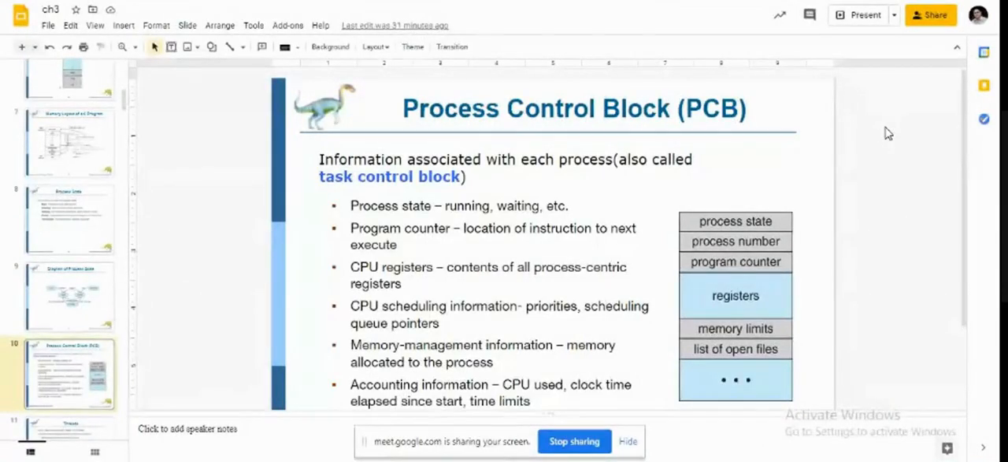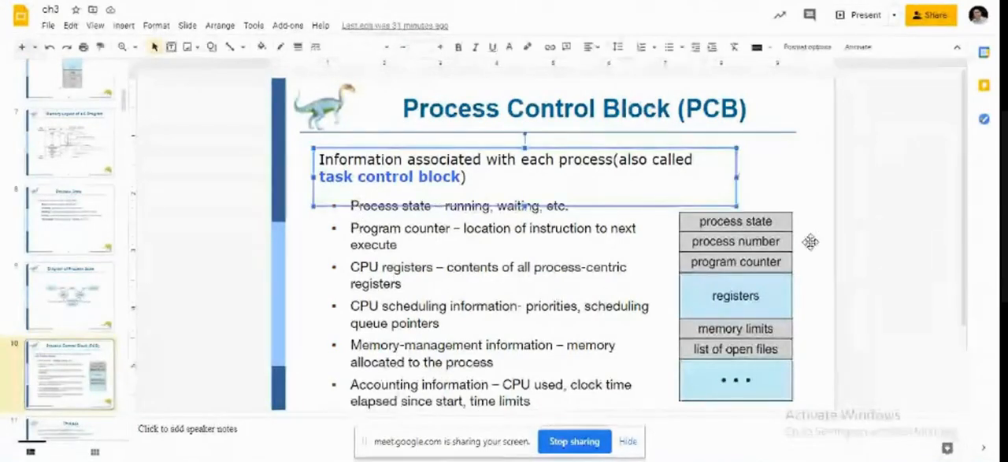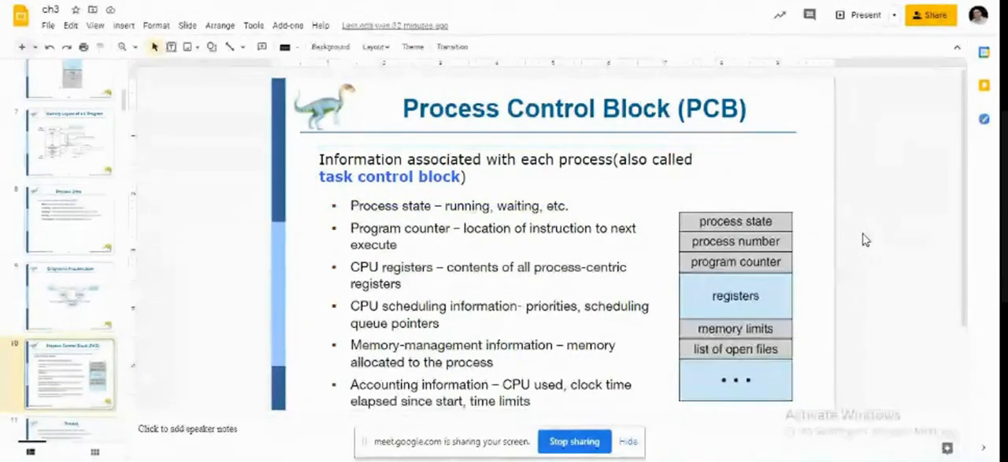Okay, so ultimately PCB stores this much information. Process state means which state the process is in: running state, wait state, ready state, terminated state, whatever. Program counter, why? Because the operating system has to decide from where it has to start execution further.